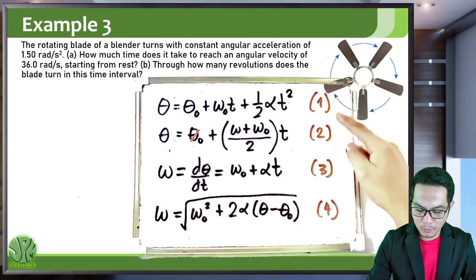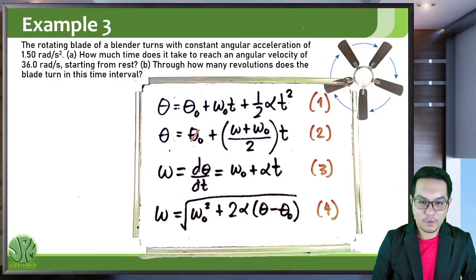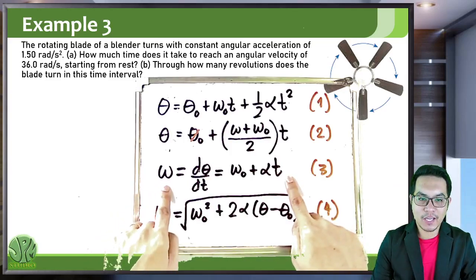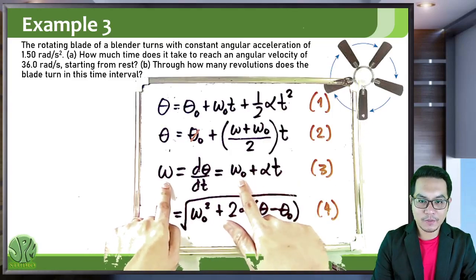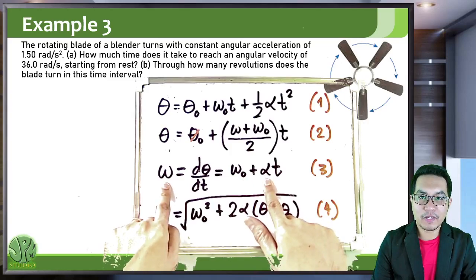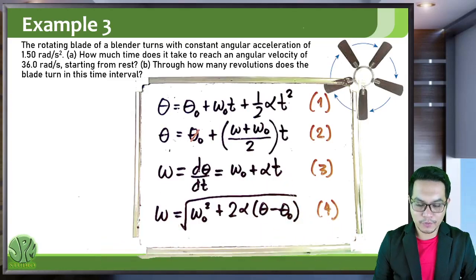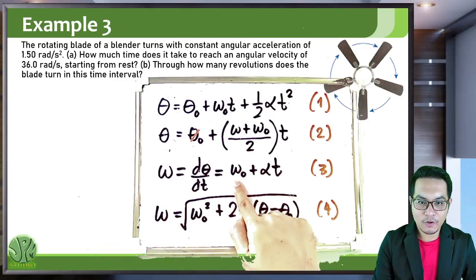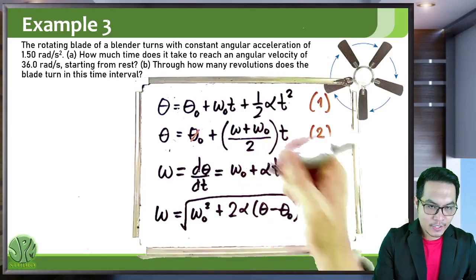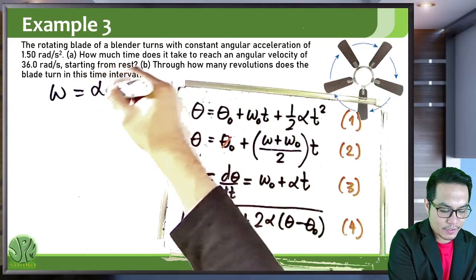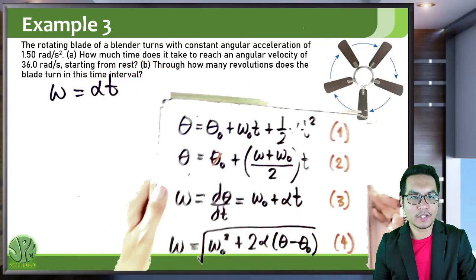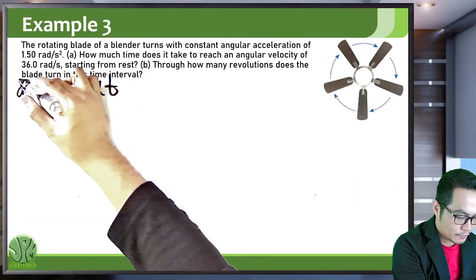We can't use equation 1, 2, or 4. Only equation 3. In equation 3, omega is the given final angular velocity, 36 radians per second. This is 0. This is given as 1.50 radians per second squared, and so we can now solve for time. Since omega naught is 0, the final angular velocity is just alpha times t. Okay, so that's for letter A.